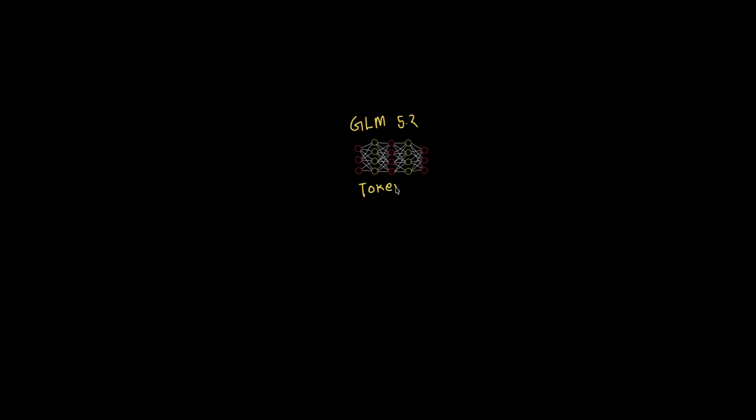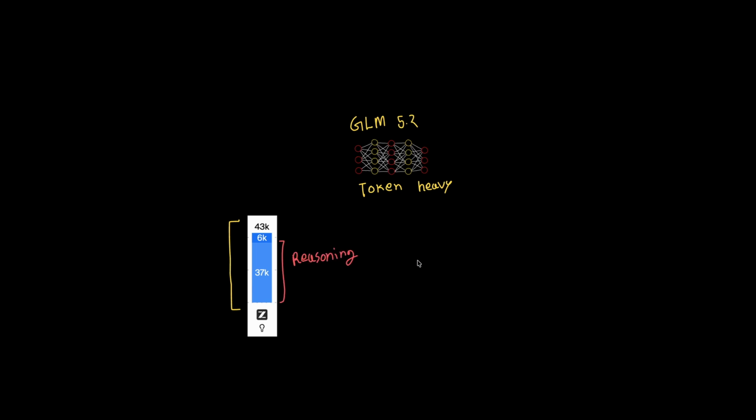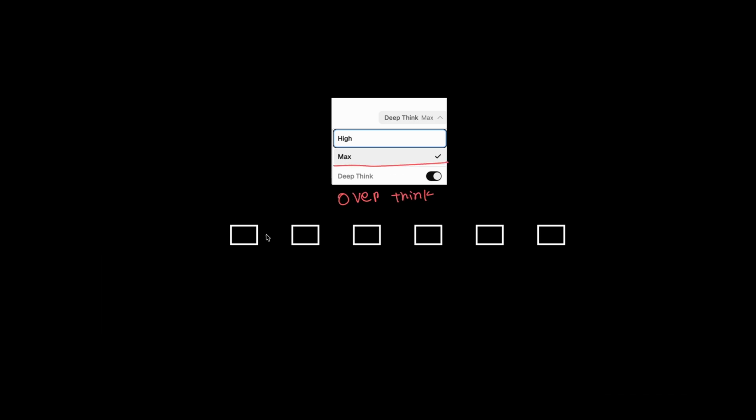GLM is token heavy. On the Artificial Analysis benchmark, it consumes around 43,000 output tokens per task on average. Of those, about 33,000 are just internal reasoning traces before it even produces an answer. That's significantly more than its open weight peers. And in max mode, it has a tendency to overthink. Instead of acting, it goes into exploring every edge case, generating walls of reasoning, sometimes loops through its own correction without ever landing on an answer. Kinda like a death spiral.